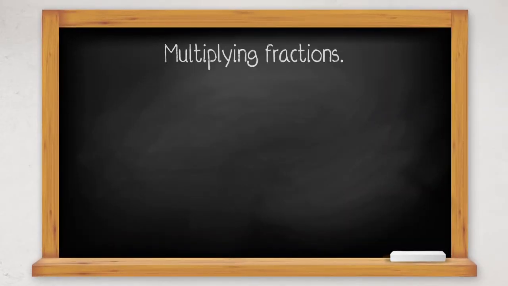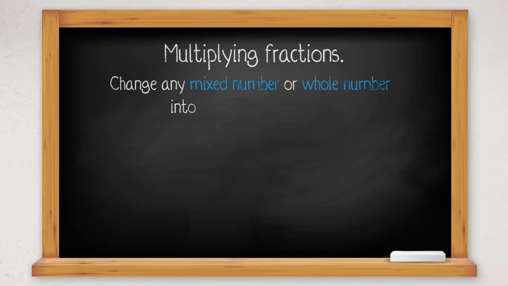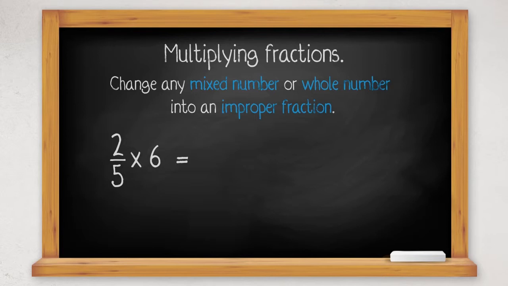When we multiply fractions, we start off by changing any mixed number or whole number into improper fractions. For example, 2/5 times 6. Any whole numbers, in this case 6, can be written as an improper fraction by writing the number over 1. So we get 2/5 times 6 over 1.